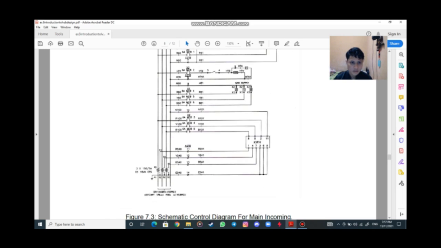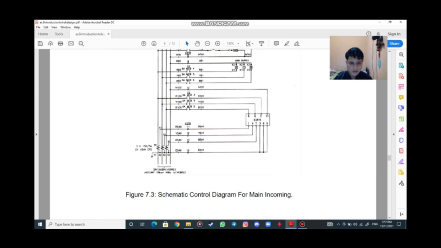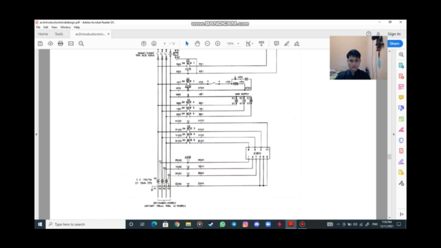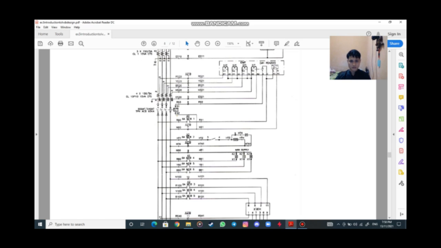Before that, I remember that there are the CTs, which means current transformers, and there are 3 units. Its ratio is 155:5, and each phase has 3 units. So all these units will go to the kilowatt meter, the relay, and the current meter.